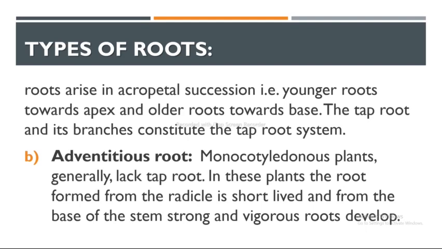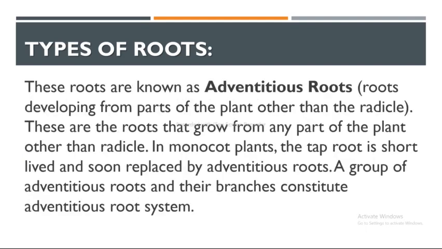The second type of root is known as adventitious root. Monocotyledonous plants generally lack the taproot. In these plants, the root formed from the radicle is short-lived, and from the base of the stem, young, strong and vigorous roots develop. These roots are known as adventitious roots.